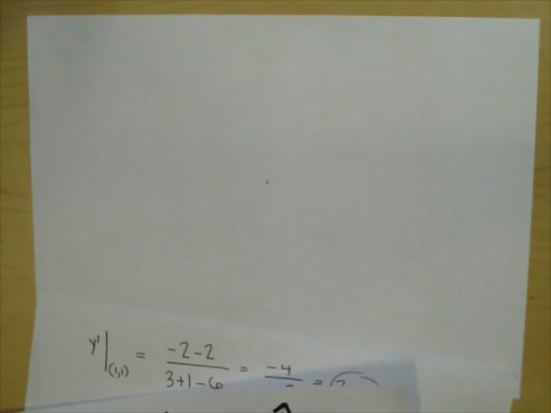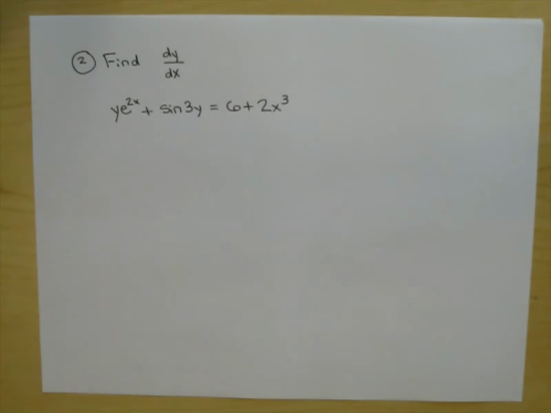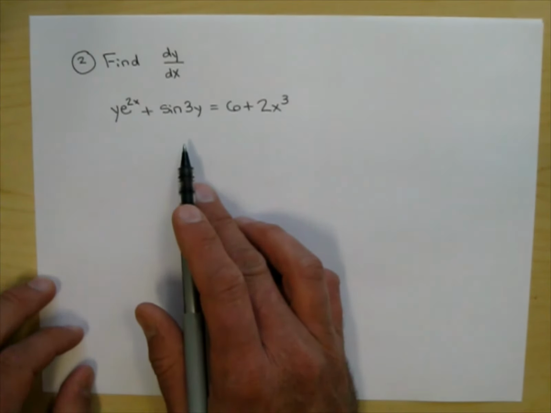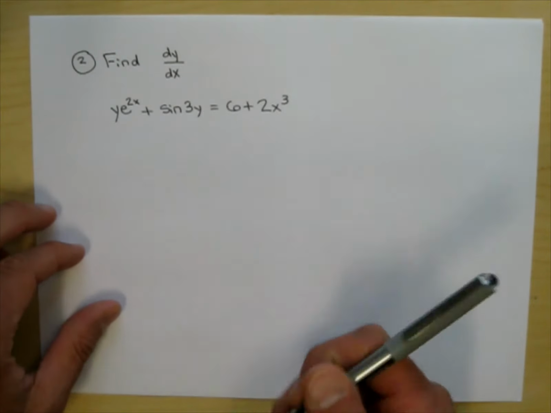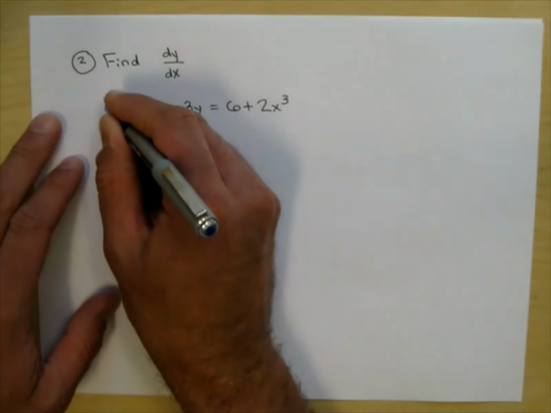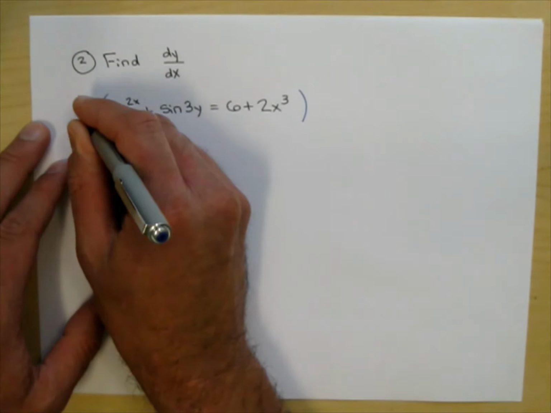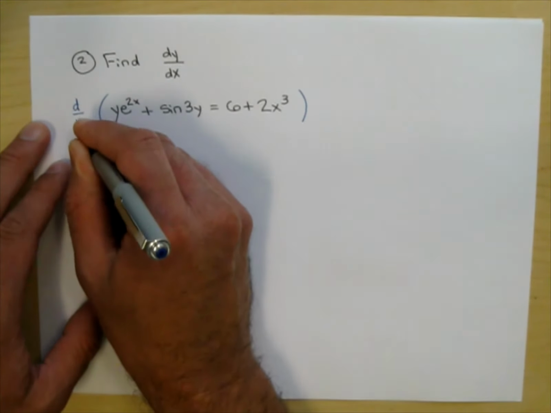Let's go ahead and do another problem. Problem number 2. Find dy/dx. So we're not going to do the tangent line or anything like that. We're just at a point. We're just going to go ahead and see if we can do implicit differentiation. If you want to be a little lazier than the last problem, you can just go like this. I'm going to apply d/dx to both sides of the equation.